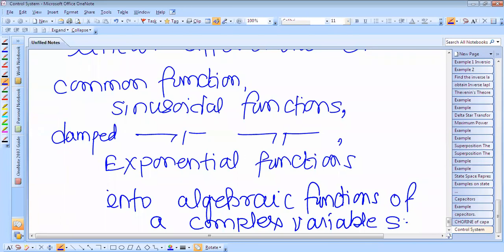So the advantage of the Laplace transform method is that it allows the use of graphical techniques for predicting the system performance without actually solving the system differential equation. Another advantage of the Laplace transform method is that when you solve the differential equation, both the transient component and steady state component of the solution can be obtained simultaneously.